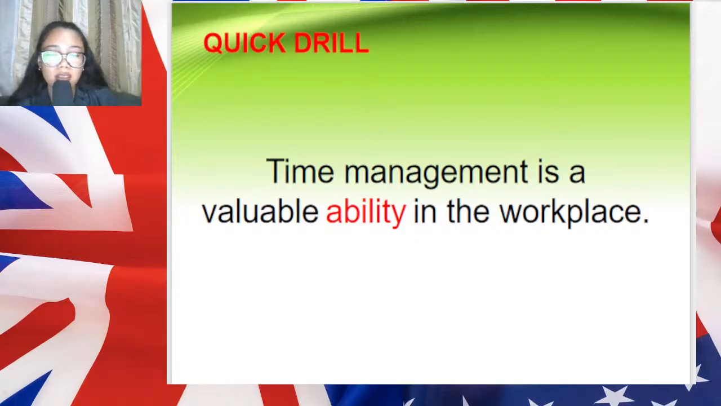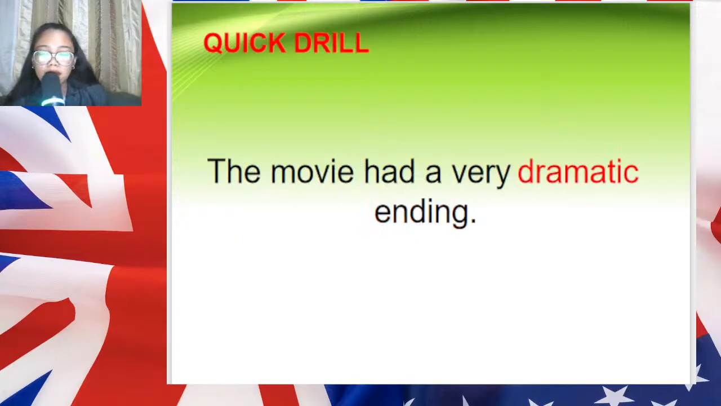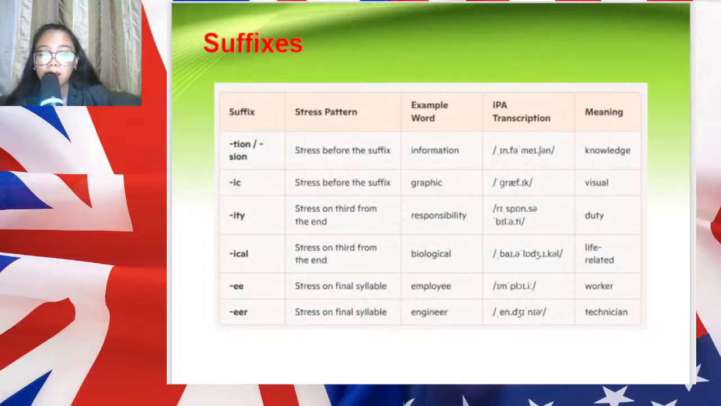Now again, the rule for this one is we stress backward. We stress three syllables from the end. Let's look at the rules. The word is ability, so the suffix is it, and here we stress on third from the end. Wait, did I get it right? Yeah, let's look at that.